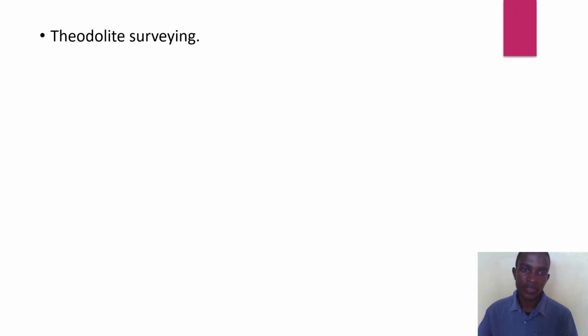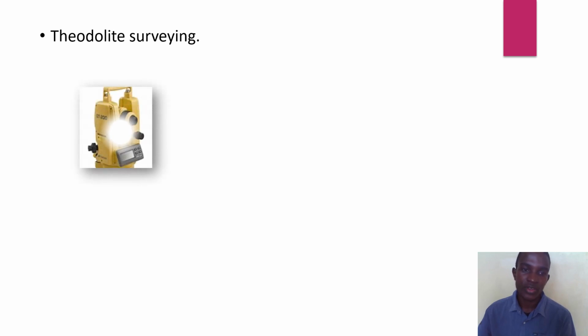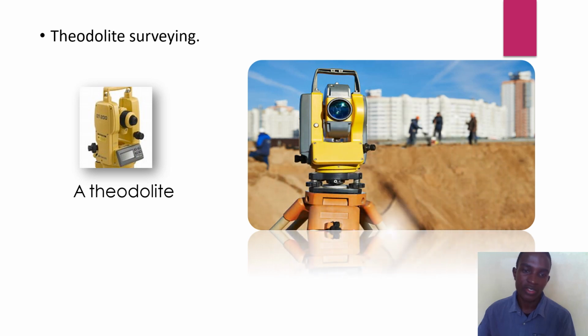Another type of surveying is theodolite surveying. Theodolite surveying is survey that is done using a machine called a theodolite. As the images show, this is a theodolite machine, and this one is an image of a theodolite being used on site to take levels of points and the distances between those points.